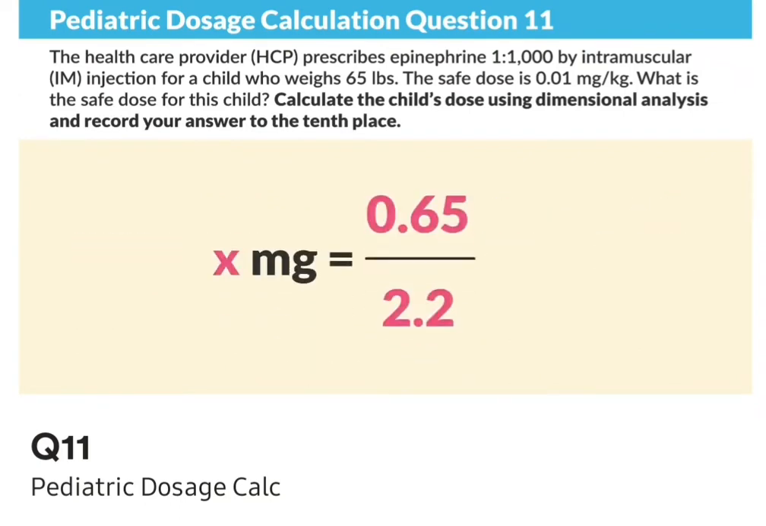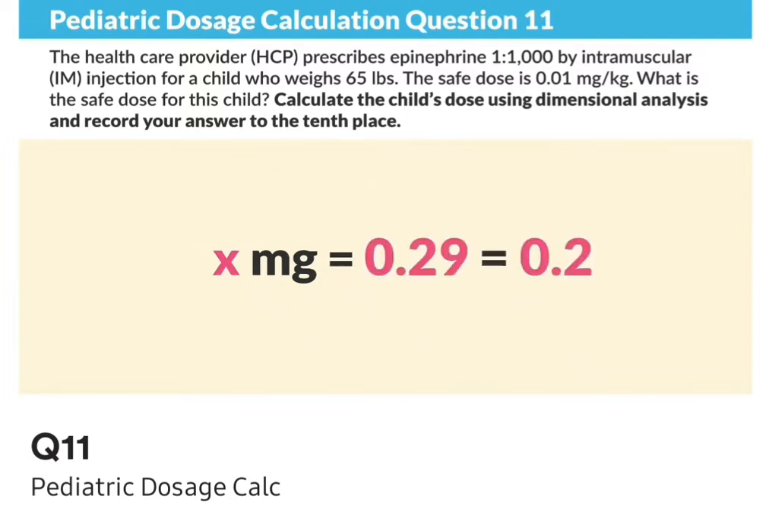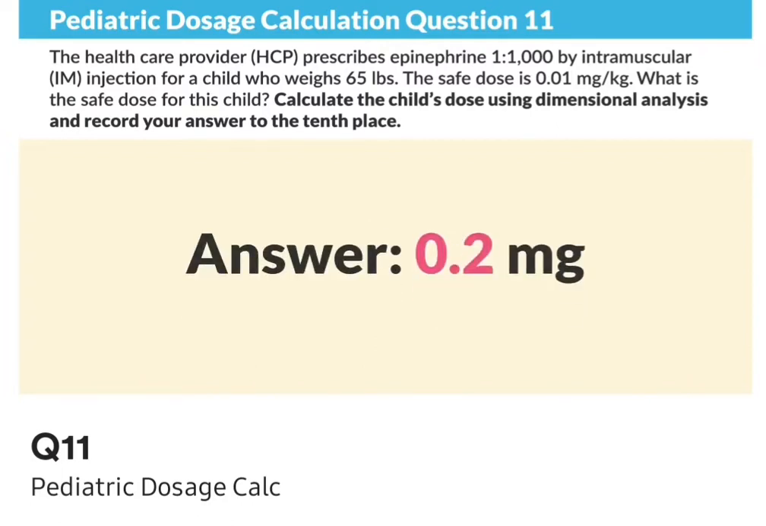So we get 0.65 over 2.2, and then we divide. So we have 0.29. Now, this is very tempting to round up, but we don't here. So remember, on pediatric questions, you do not round up the dose. So our correct answer here is 0.2 milligrams.